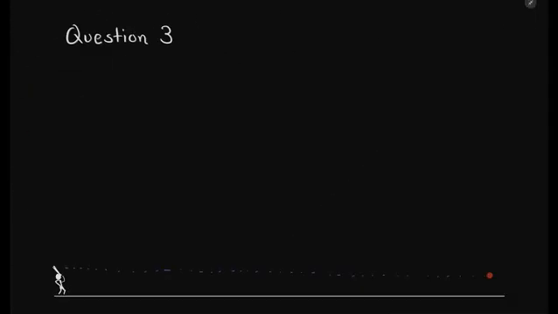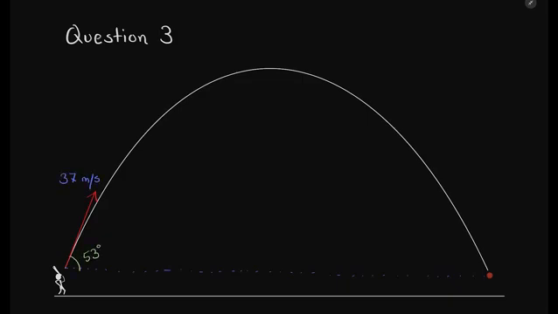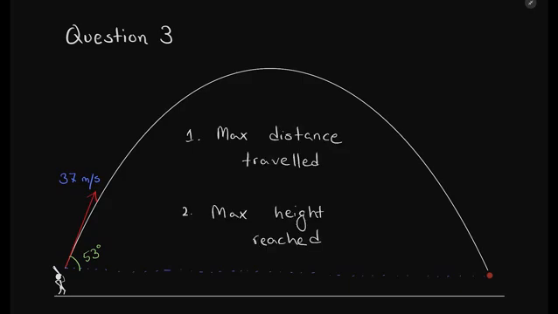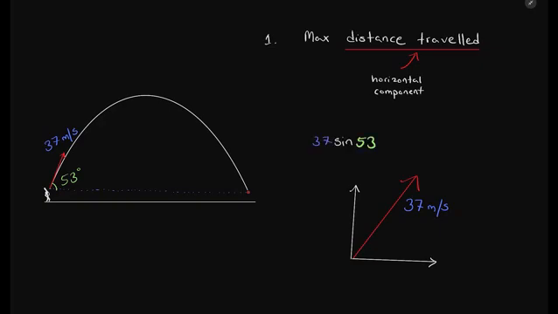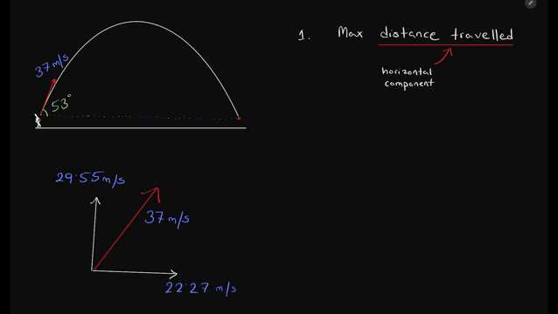Question number 3. Here, a ball is thrown upward at a 53-degree angle at a speed of 37 meters per second. You have to find the maximum distance traveled and the maximum height that the ball has reached. When they ask for the maximum distance traveled, they are asking for the horizontal distance, so we will be using the horizontal component. Breaking it up into components, the horizontal component is 37 cos 53 and the vertical component is 37 sin 53. Their respective values are given here.